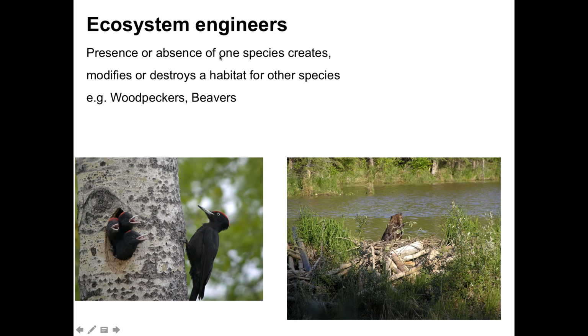Ecosystem engineers is another type of function that vertebrate animals can have in an ecosystem. That is where the presence or absence of one species creates, modifies, or destroys the habitat for another species. So two examples from elsewhere in the world are woodpeckers. Woodpeckers can promote holes in trees, and those holes can be habitat for other species.